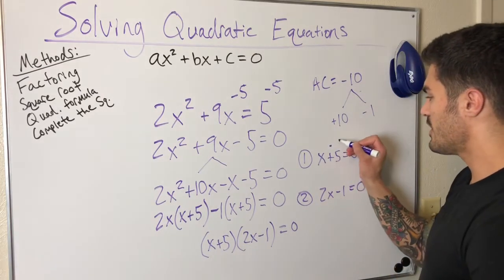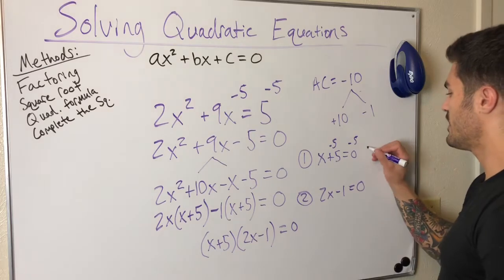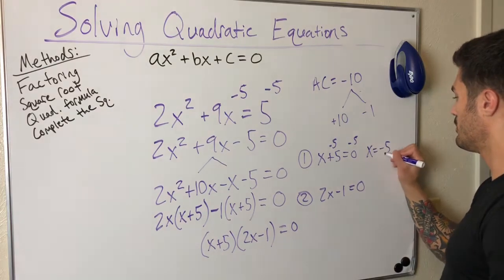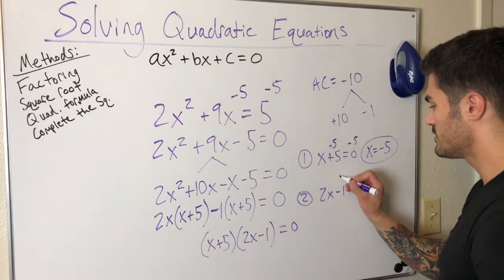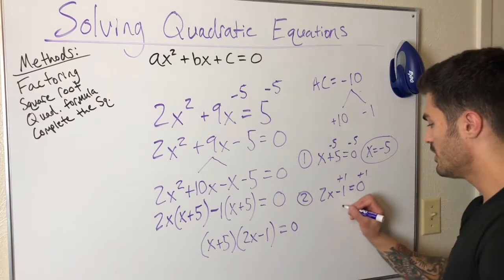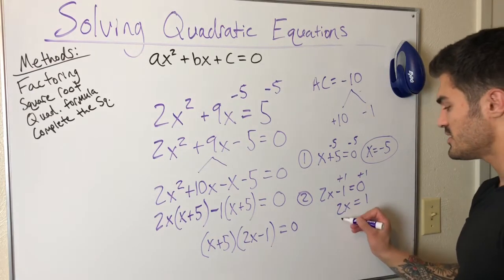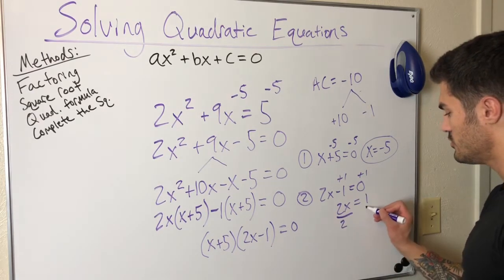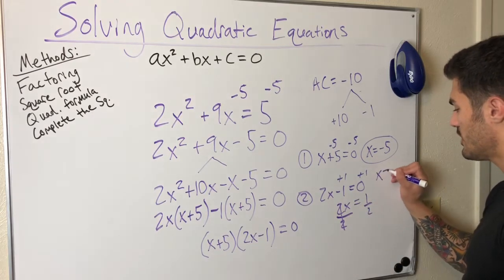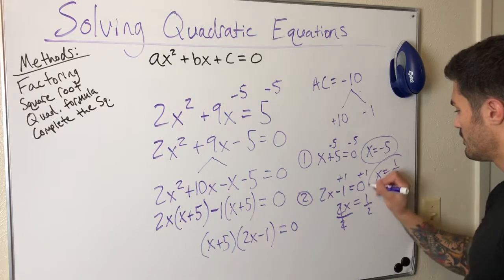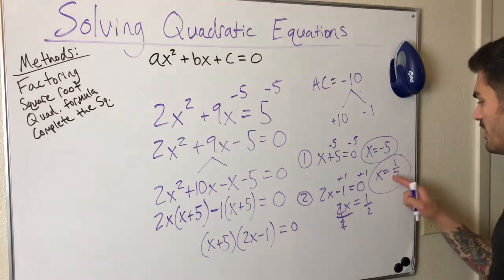So for this one I subtract 5 from both sides, and I'm left with x equals negative 5. So that's one solution. And then here I'm going to add 1 to both sides, and I'm left with 2x equals 1. So I have one more step. I need to isolate x, so I divide both sides by 2. That's going to cancel this, and I'm left with x equals 1/2. So these are my two solutions for x: x equals negative 5 and x equals 1/2.